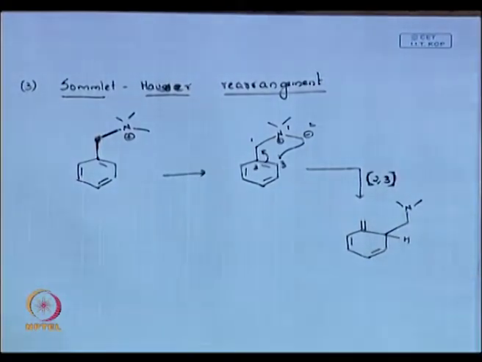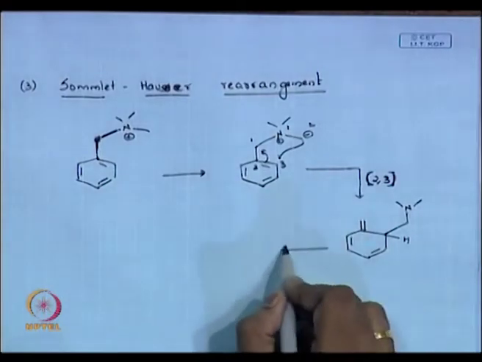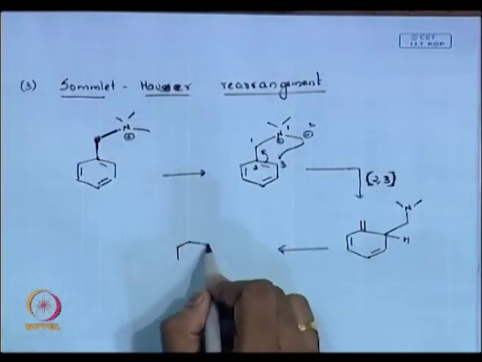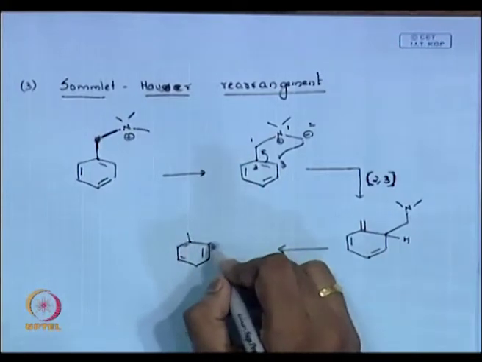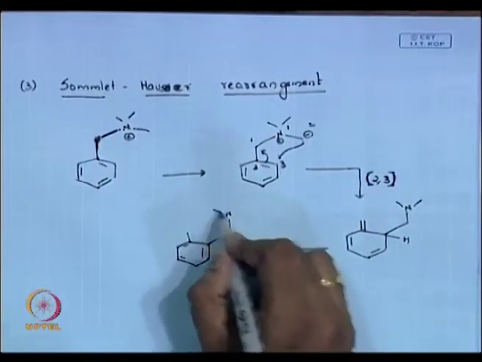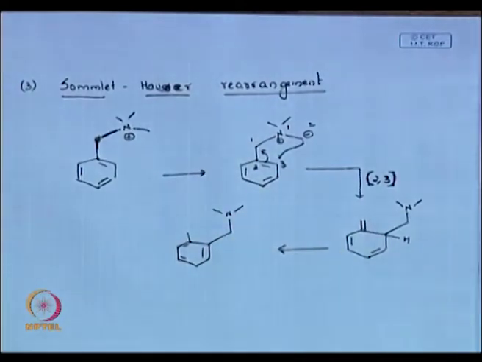Get this compound, which can then get back to aromatization. Famous reaction, Sommelet-Hauser. I know that you have studied this type of rearrangement, but it's better that you refresh it again. It comes under a class of 2,3 sigmatropic rearrangements, which you would have studied under rearrangements.